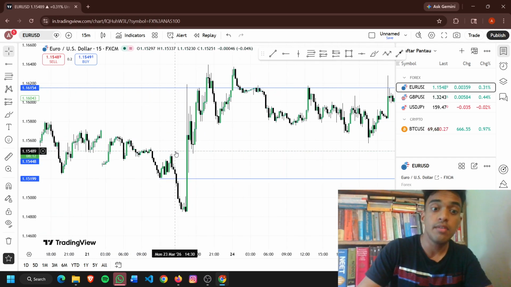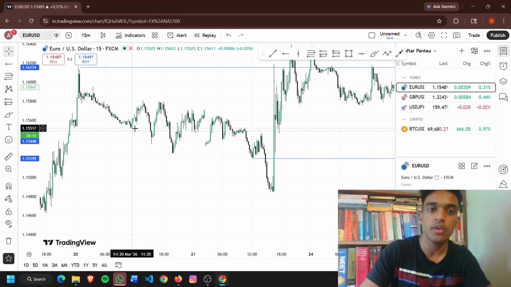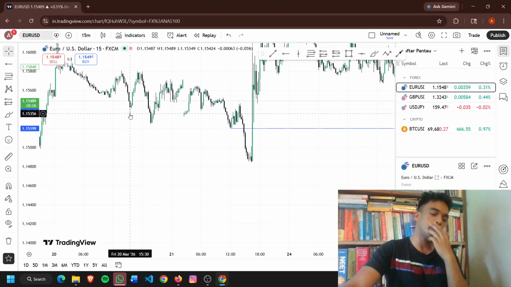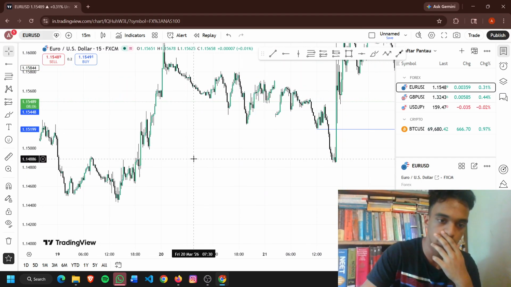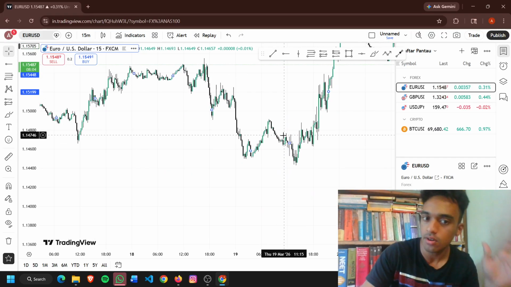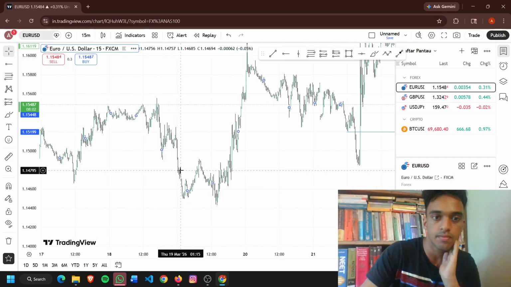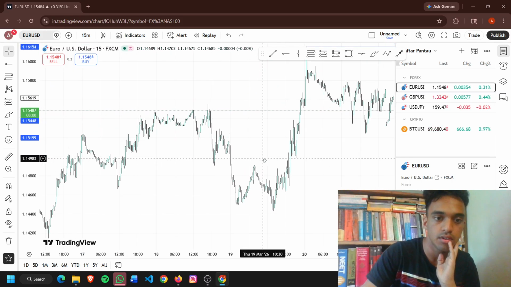So this is where we have to learn about breakout structure. I'm going to teach you about how to use liquidity sweep and breakout structure next time. If you guys can figure it out, try to figure it out. So, liquidity sweep and breakout structure.